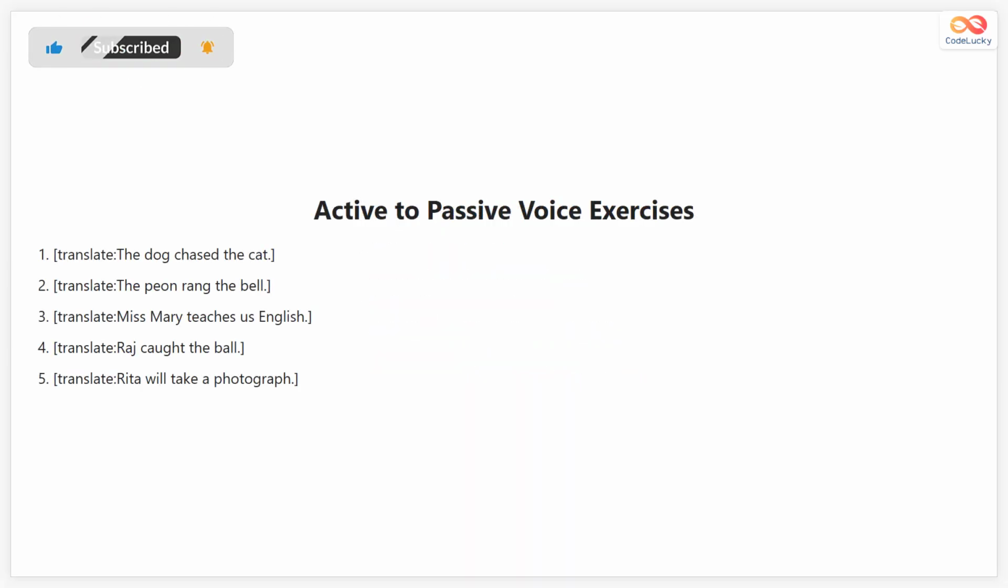Practice changing active sentences to passive sentences. For example, in the sentence, "The dog chased the cat," the passive form will be "The cat was chased by the dog." Try other sentences like, "The peon rang the bell," or "Miss Mary teaches us English," and put them into the passive voice by following the correct structure.